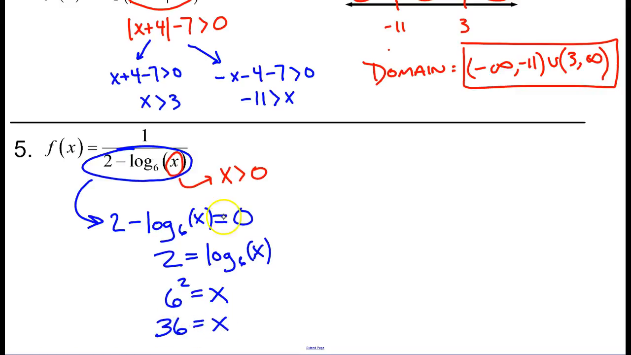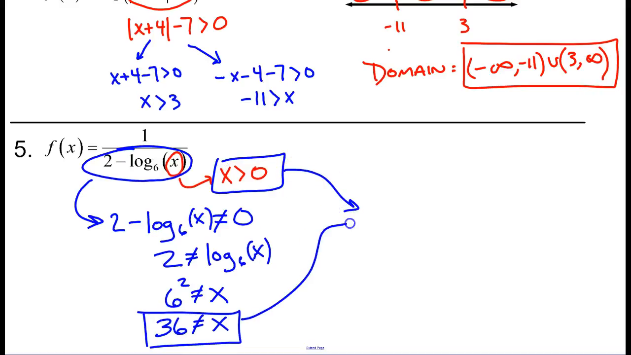And remember, this was a domain restriction, so all these are not equal signs. So I now have two different expressions here that I can turn into my domain statement. The domain of this function is from 0 to 36. We remove 36 and then continue towards infinity.